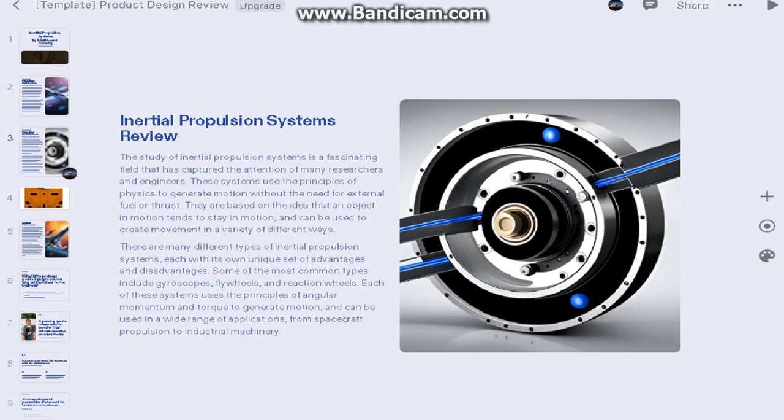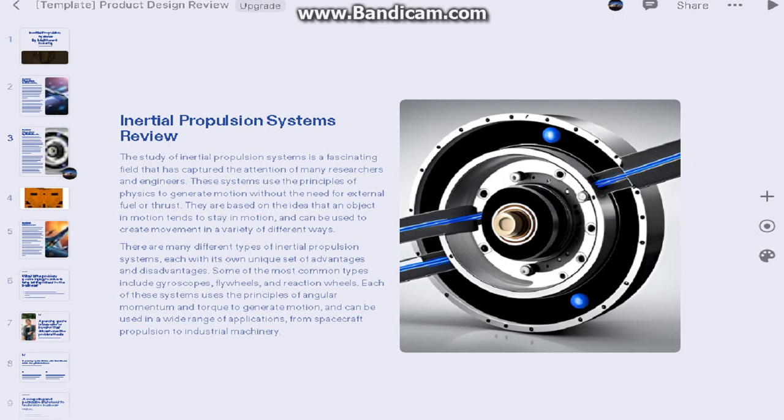Inertial Propulsion Systems Review. The study of inertial propulsion systems is a fascinating field that has captured the attention of many researchers and engineers. These systems use the principles of physics to generate motion without the need for external fuel or thrust. They are based on the idea that an object in motion tends to stay in motion, and can be used to create movement in a variety of different ways.